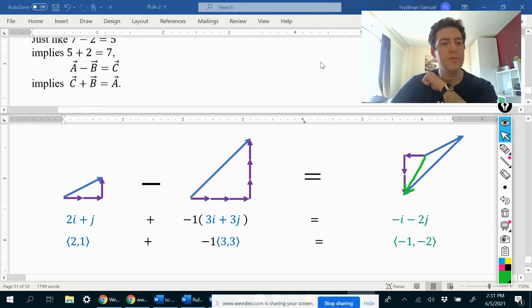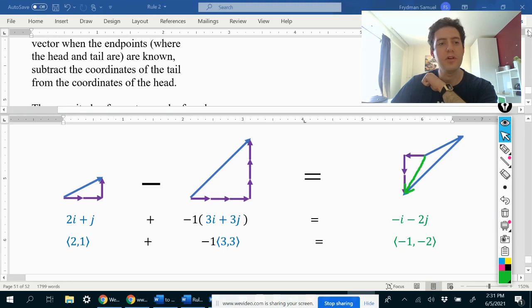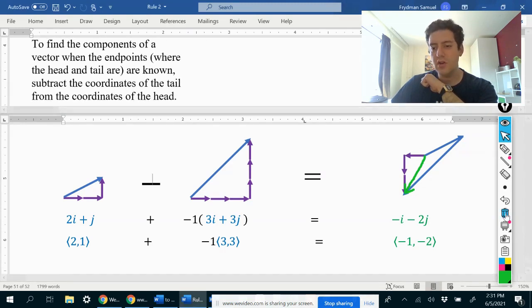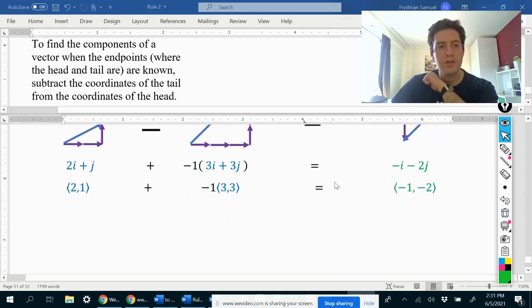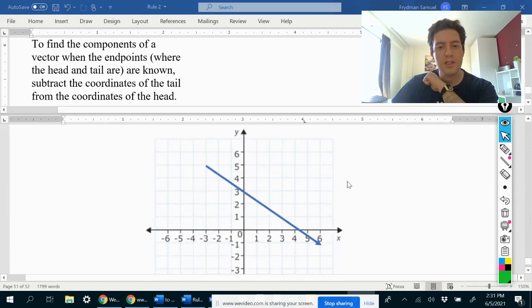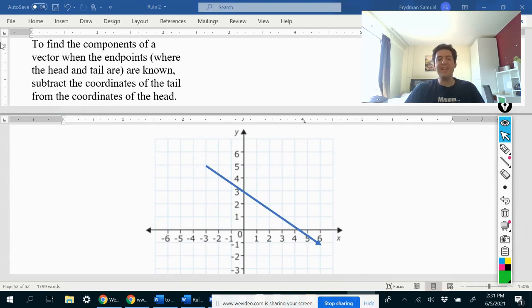Good, and we already talked about this, a little bit out of order. Now let's go to the next thing. All right. To find the components of a vector when the endpoints are known. By the endpoints, we just mean where the head and tail are. Subtract the coordinates of the tail from the coordinates of the head.